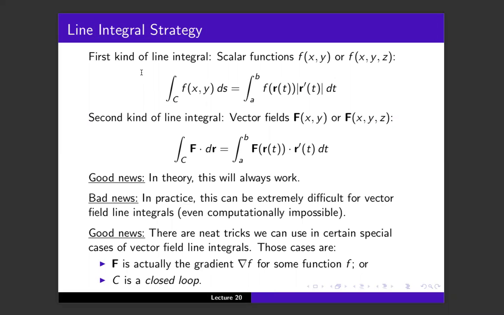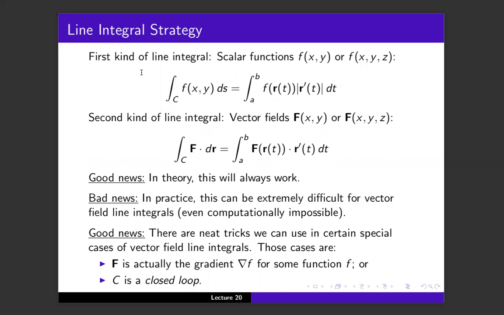The first kind of line integral is a line integral of scalar functions, and the notation here is in 2 dimensions, but the formulas on the right-hand side in both of these cases are exactly the same. Symbolically, they're the exact same thing in 2 dimensions or 3 dimensions, so it really doesn't make a difference. Either way, we're looking at scalar functions or vector fields. So you can either integrate scalar functions or vector fields.